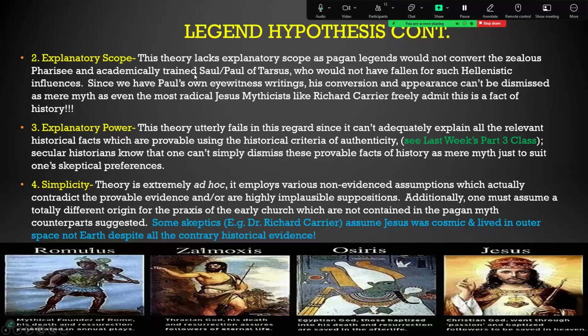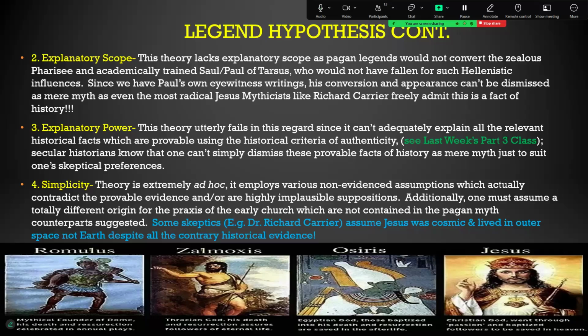Finally, in terms of the legend hypothesis, I think it lacks explanatory scope because pagan legends would not convert the zealous Pharisee, an academically trained Saul of Tarsus, or the Apostle Paul. He wouldn't have fallen for these pagan influences or these dying and rising god things, even if they were around. In terms of explanatory power, this theory utterly fails, since it can't adequately explain all the relevant historical facts that we established last week. The appearance to the 500, how would you explain that? The appearance to the women, even the appearance to the skeptical James as well, because again, we have this information that he was skeptical.